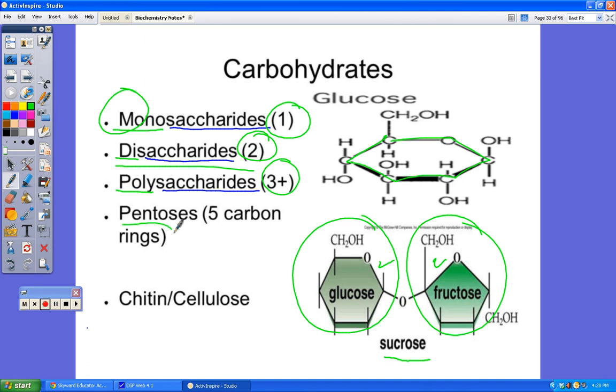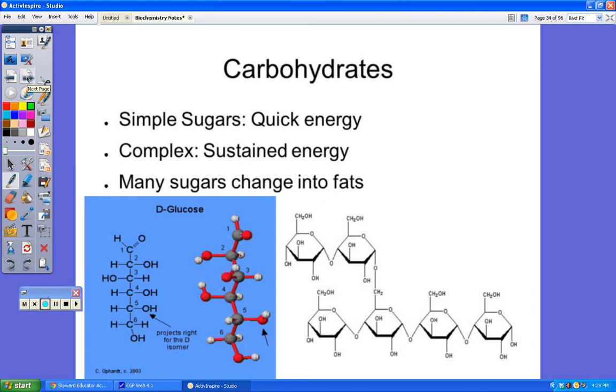Pentoses are the ones that have a 5-carbon ring, and chitin and cellulose are both examples of carbohydrates. Those are parts of the cell. Carbohydrates give you quick energy if they're the simple sugar format. So these are mono or disaccharides. Anything that's complex, so polysaccharide, and especially things that are starches, are the ones that give you sustained energy over a long period of time.